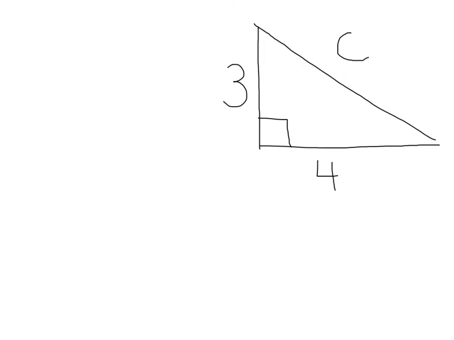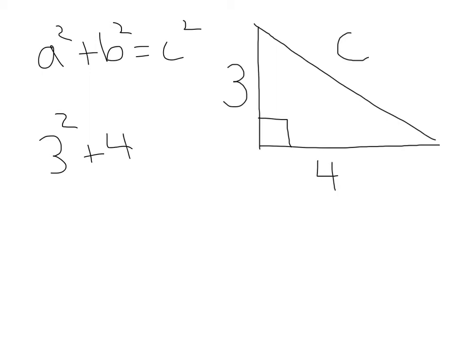Now this is the simplest problem that there is for a Pythagorean theorem. So I'm going to apply a squared plus b squared equals c squared. So I've got 3 squared plus 4 squared equals c squared. We can go through a proof of this later. Just believe that it's true. We've got 9 plus 16 equals c squared.